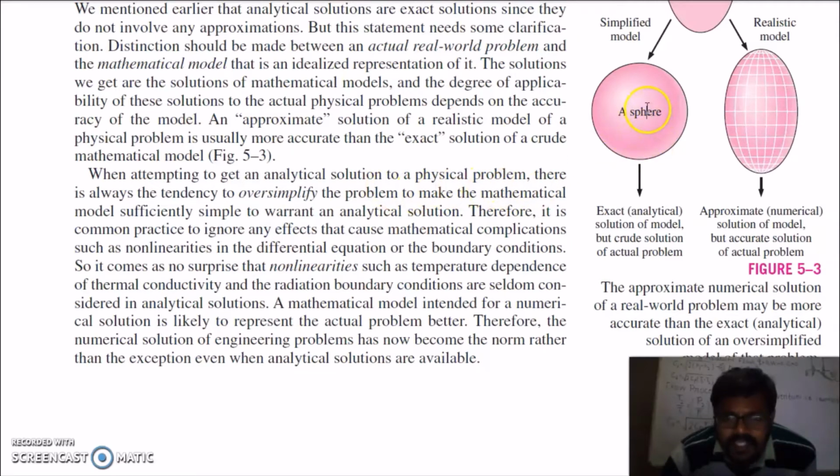There is always a tendency to oversimplify the problem to make the mathematical model sufficiently simple. Therefore, it is common practice to ignore any effect that causes mathematical complications, such as non-linearities in the differential equation or boundary conditions. So it comes as no surprise that non-linearities such as temperature dependence of thermal conductivity and radiation boundary conditions are seldom considered in analytical solutions.